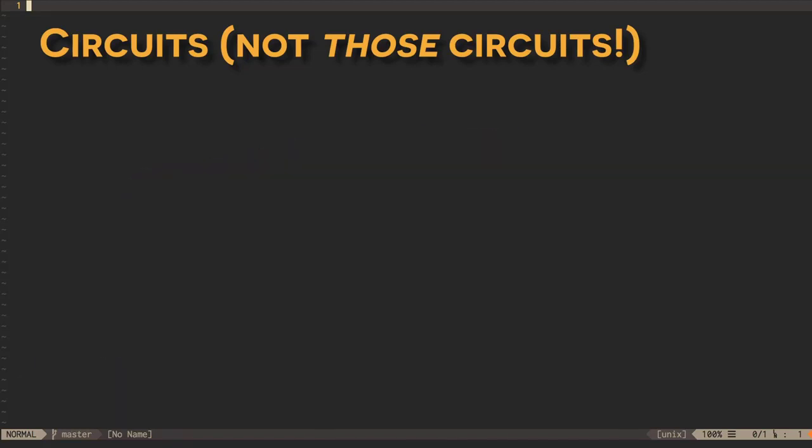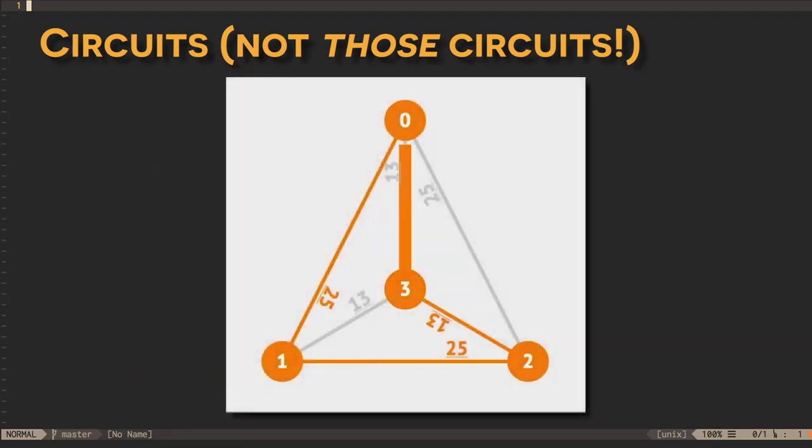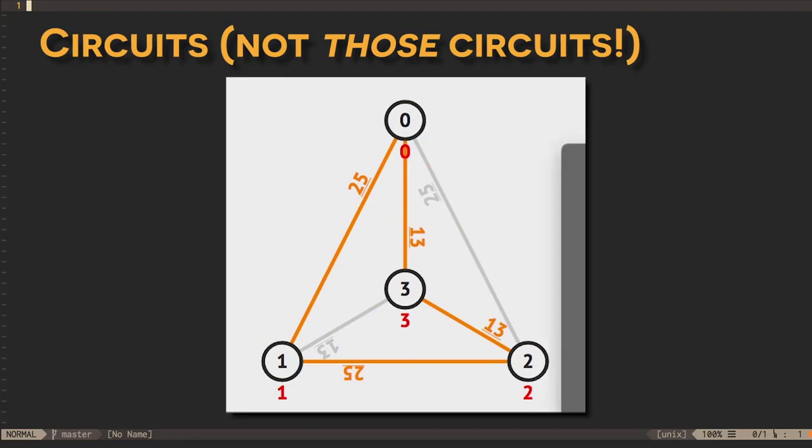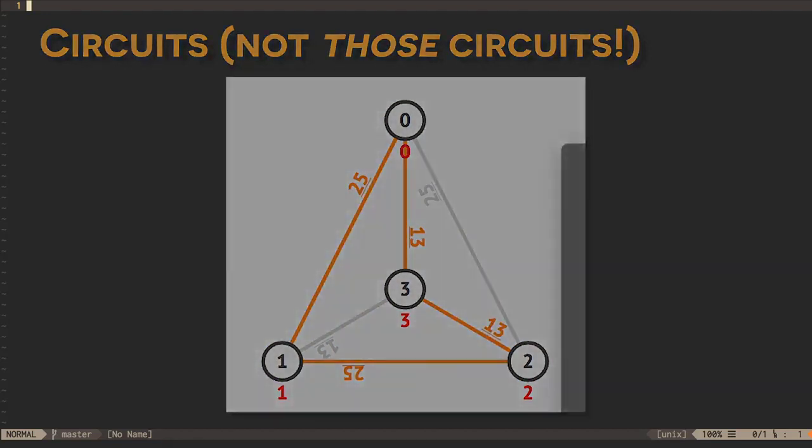An analogous problem is finding circuits that contain every vertex in a graph. Such paths are called Hamiltonian cycles, and in general, it's not so easy to find them. In fact, it's hard. It's really hard. In general, it's really, really hard. How hard? We'll talk about that next time.